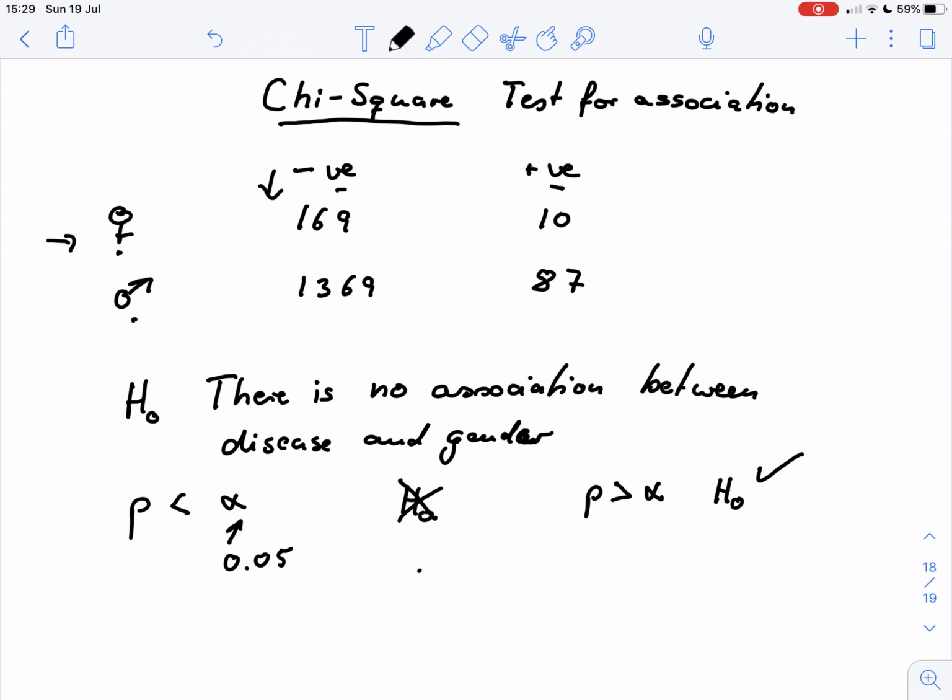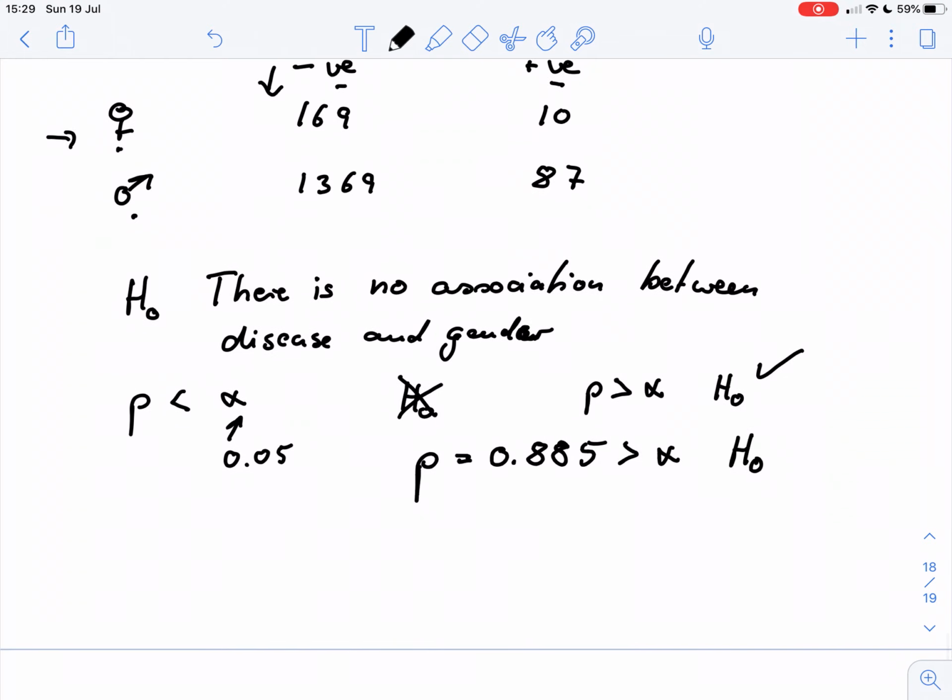So let's go back. So p-value is calculated as 0.885, and this is very clearly larger than alpha, which we set to 0.05. So therefore we cannot reject the null hypothesis. We say there is no association between the disease and the gender. So there's no difference whether you are male or female, whether you're testing positive or negative.